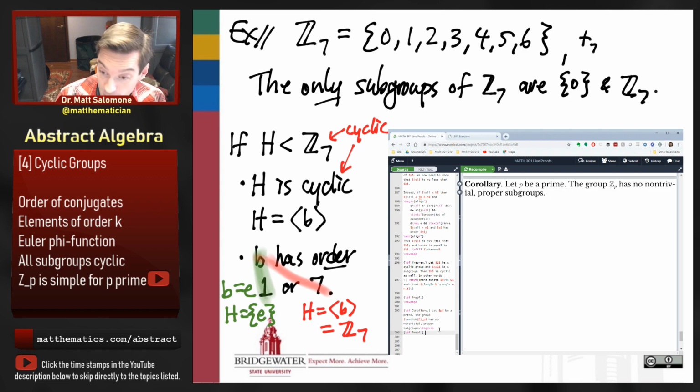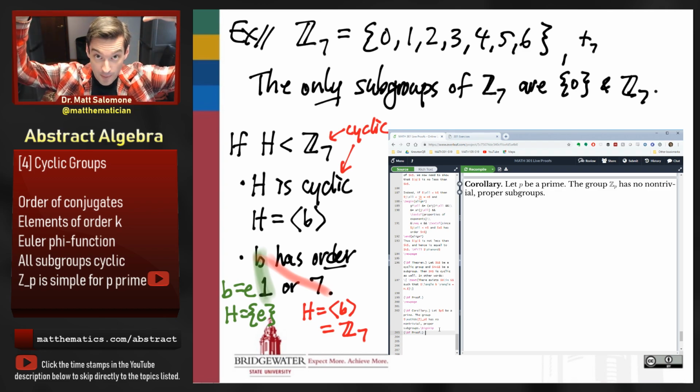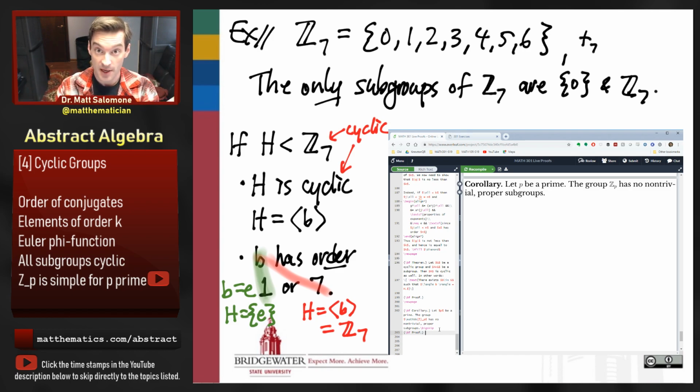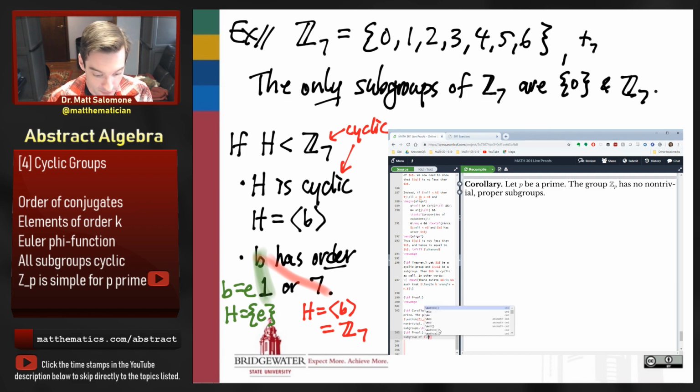So this is a nice thing about corollaries, is that you do all the hard parts of the proof as part of the theorems that come before it. And the corollary is supposed to just be a quick hit afterwards to show why those theorems imply very quickly the result that we're trying to achieve here. So let H be a subgroup of Z mod P.